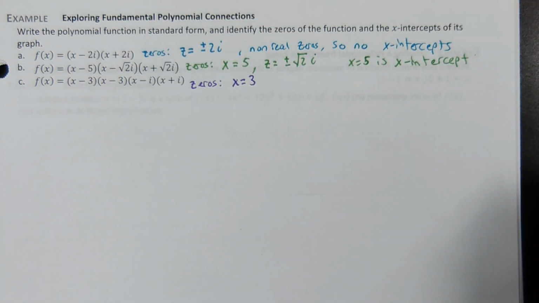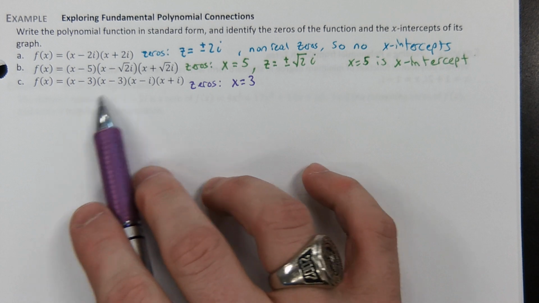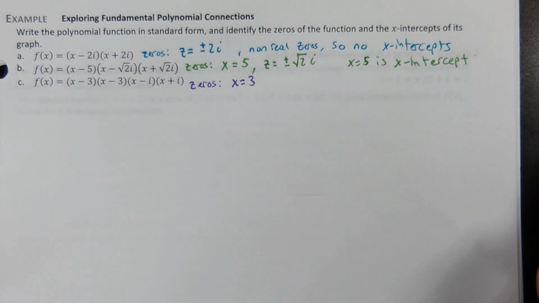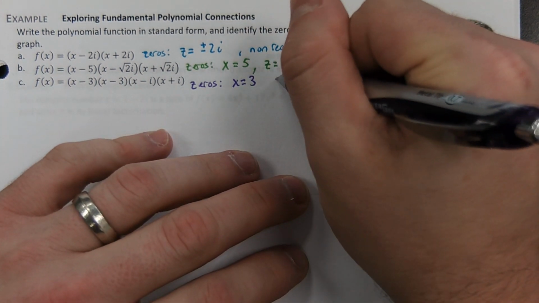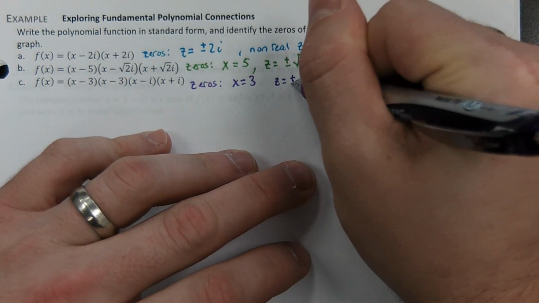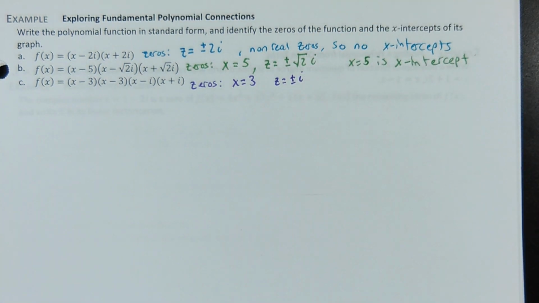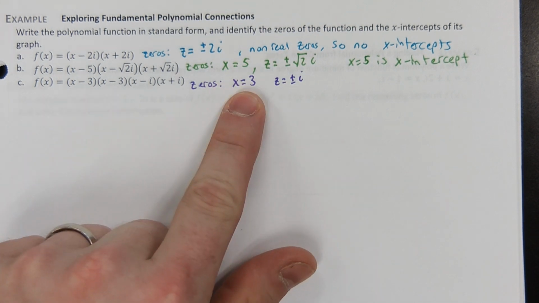Who remembers what that means for the graph? Adi? Yep. That means my graph will have a bounce at x equals 3 because it's repeated, an even number of times. But the other 2 zeros are plus or minus i. Again, they came in a pair, the same value, just one was positive, one was negative. It's almost like that is a fundamental part of the nature of these complex numbers. X-intercepts, the one real solution.